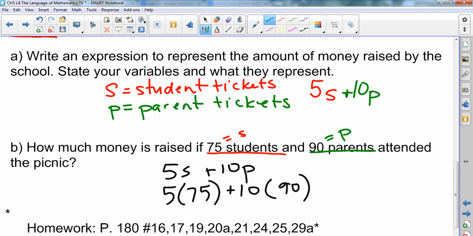And we get 375 plus 900 equals $1,275 made.